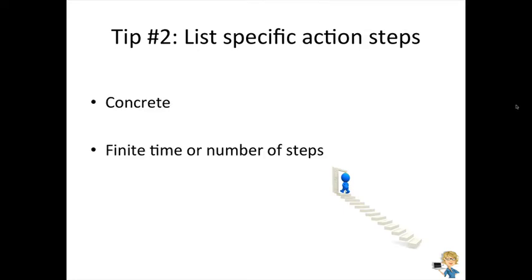Concrete steps where people know exactly what they need to do to accomplish their goals. Finite time or number of steps. So it could be 30 days to such and such. Although with the lead magnet, I recommend keeping it to 5 days or 1 week. But a finite number of time or a finite number of steps. And if you have a number of steps to be done at a certain time, create sequences.